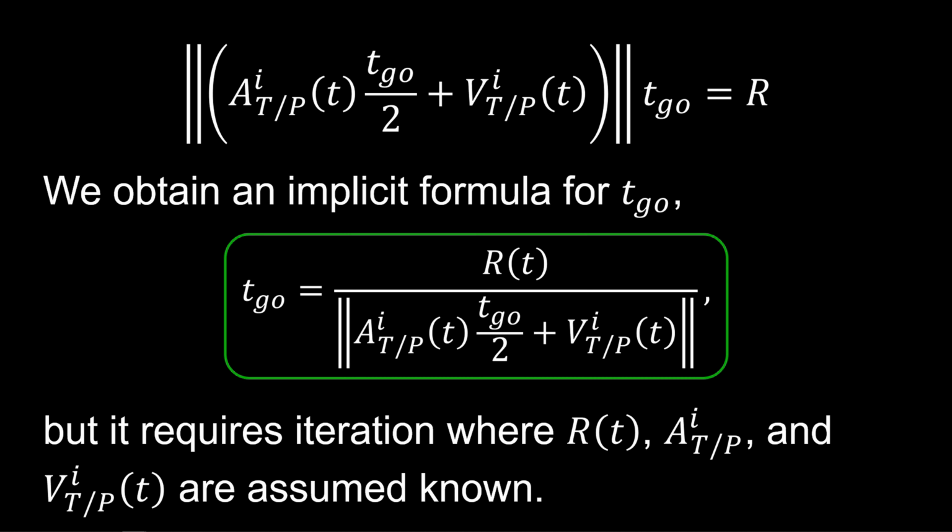And this is our first main result for time to go estimation. But note, it will require iteration because it's implicit. It also requires range, and of course in the denominator, relative acceleration and relative velocity resolved in the inertial coordinate system. That data has to be known at each time step to use this equation.